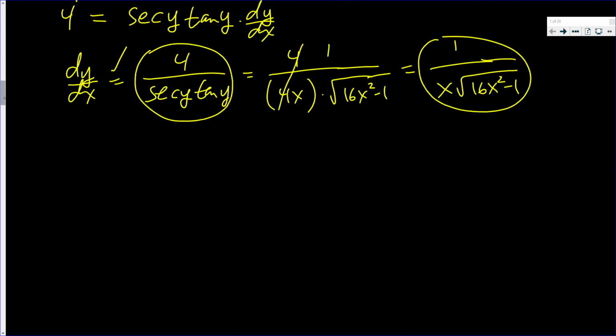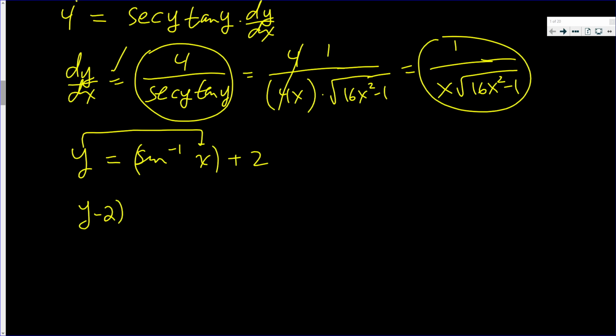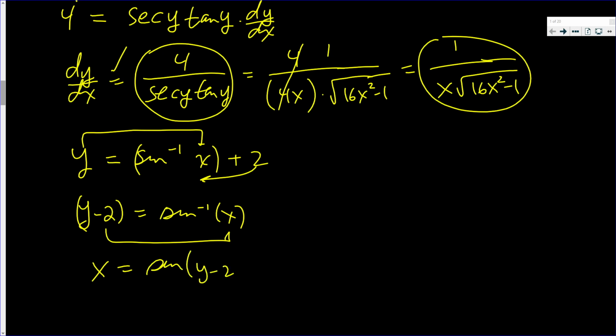Let us try this one. What if I told you that y is equal to the sine inverse of x plus 2? So now, you can't interchange those two because those are not their arguments. The arguments are y minus 2, I brought the 2 over, and x. Those are the arguments. These can be interchanged. X is equal to the sine of y minus 2.